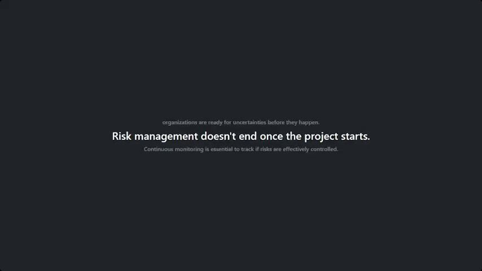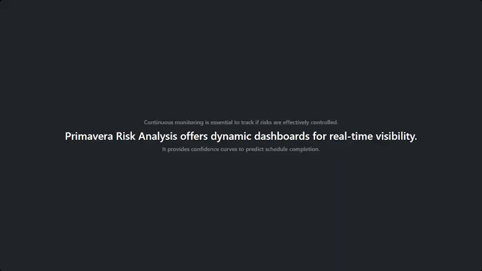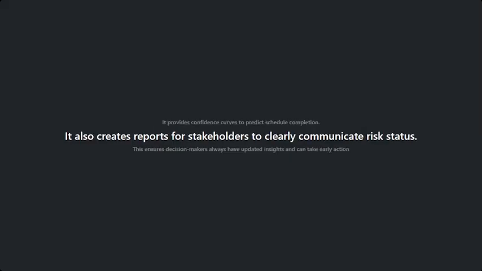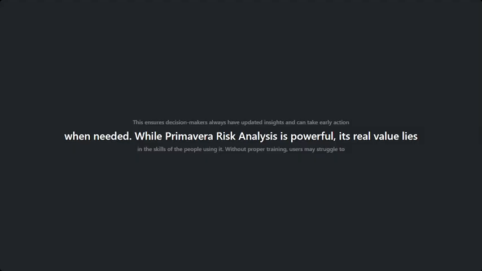Risk management does not end once the project starts. Continuous monitoring is essential to track whether risks are being controlled effectively. Primavera Risk Analysis offers dynamic dashboards for real-time visibility. It provides confidence curves to predict schedule completion. It also creates reports for stakeholders to communicate risk status clearly. This ensures decision-makers always have updated insights and can take early action when needed.